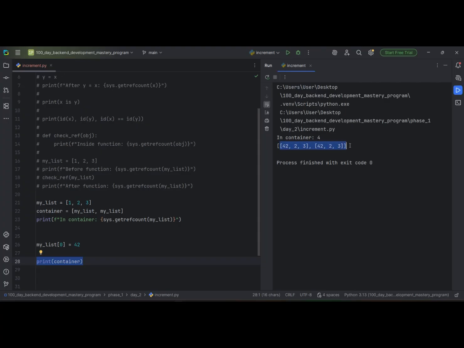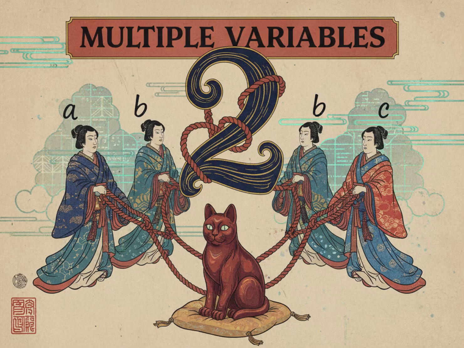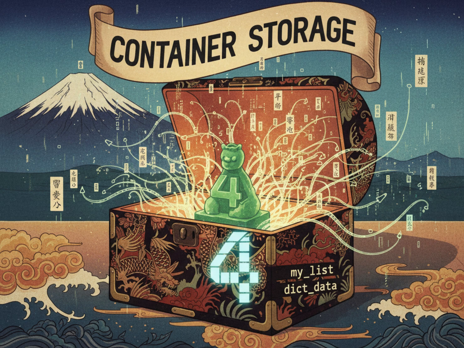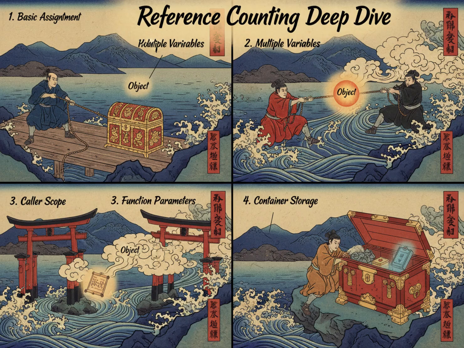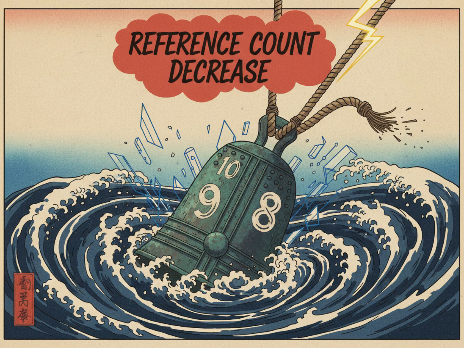And that's it. 4 key scenarios where Python's reference count increases. Basic assignment, multiple variables, function parameters, container storage. Understanding this helps you work with Python's memory management effectively. Now let's have a look at the opposite. When do reference counts decrease? I'll show you 2 key scenarios.